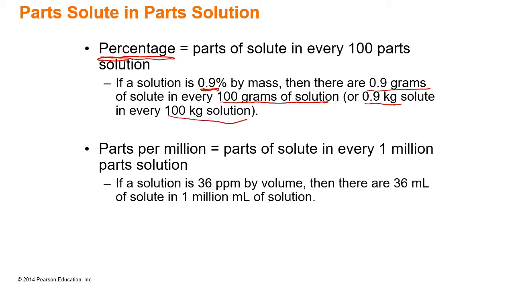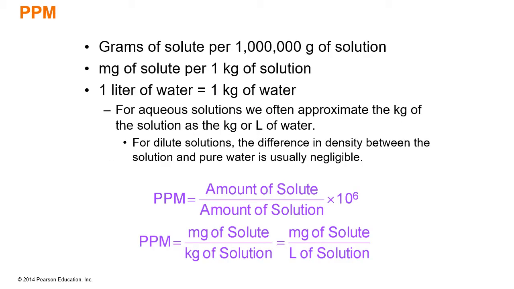If we're talking parts per million, that means that if we have 36 parts per million, and we're talking by volume, we have 36 milliliters of our solute per 1 million milliliters of the solution. So the unit is given in the name. When we're talking about parts per million for a weight, it is the grams of solute per million grams of solution. Sometimes you'll see it represented as milligrams per liter.